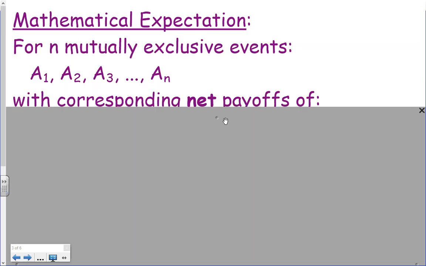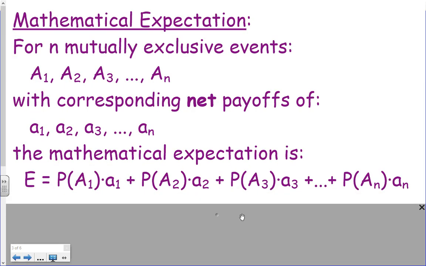So here's that property all summed up here then. Mathematical expectation. For n mutually exclusive events, we've talked about mutually exclusive and what that means. That means there's no overlap. That is critical on this. You've got to make sure the events that you're looking at have no overlap. And in rolling our die, our events were mutually exclusive. The first one was just getting a 6. The next one was getting a 2 or a 4. And the last one was a 1, 3, or 5.